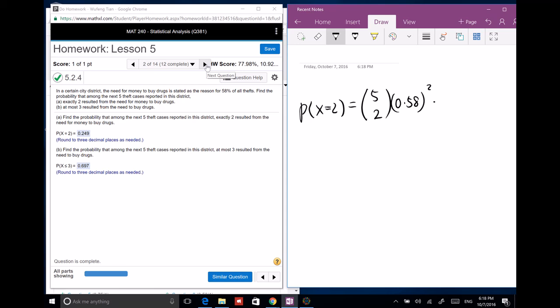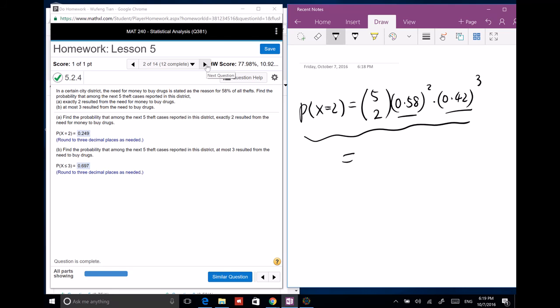Then the probability that they don't need money, that the theft results from not buying drugs, is 0.42. Okay, buying drugs is 0.58, not buying drugs 0.42. And I have 3 other persons not using the money to buy drugs. That's the probability of this one. You can use the calculator to do this.